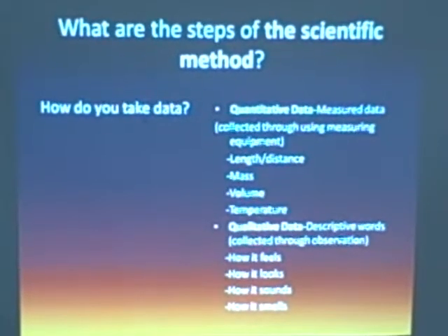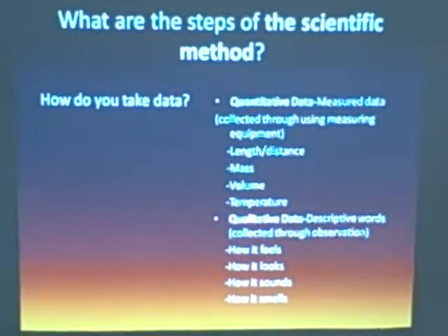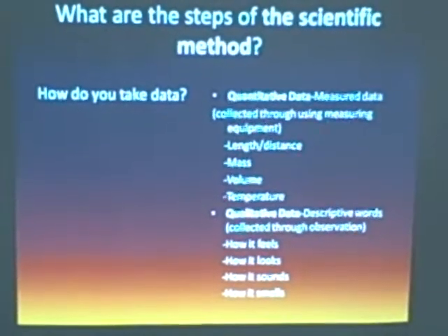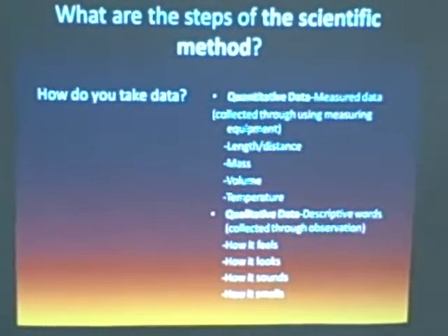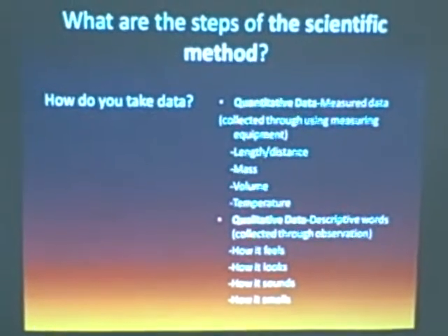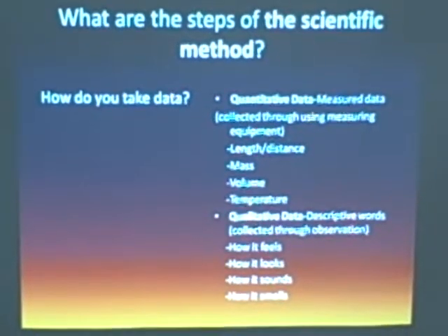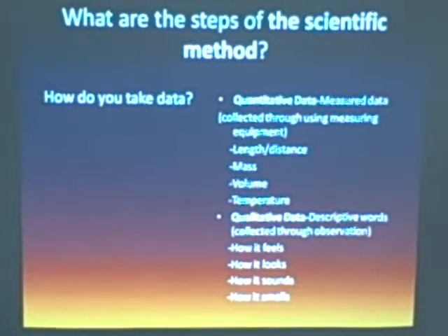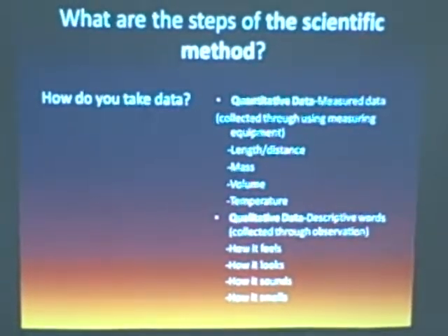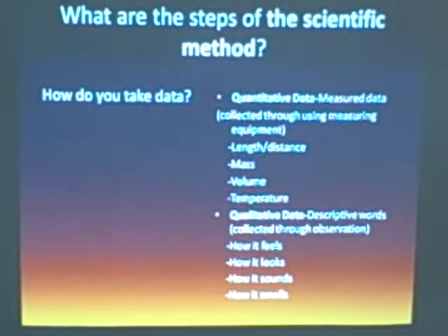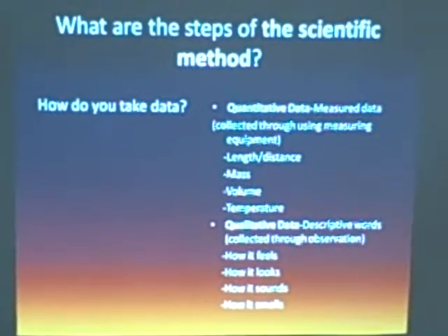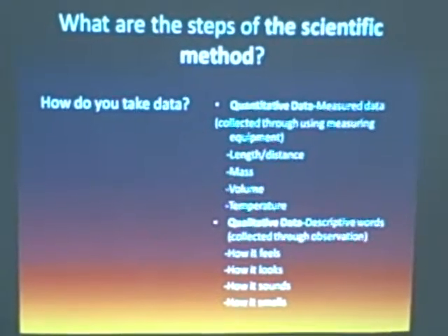There are 2 types of data. One is quantitative data, and that is measured data. That is number data. When you do a lab and you're taking quantitative data, you're going to have equipment. You'll have rulers, you'll have graduated cylinders, you may have a scale. You are measuring, you're going to measure length and distance, or mass, or volume, or temperature. Think of this as number data. Your data chart will have numbers in it.